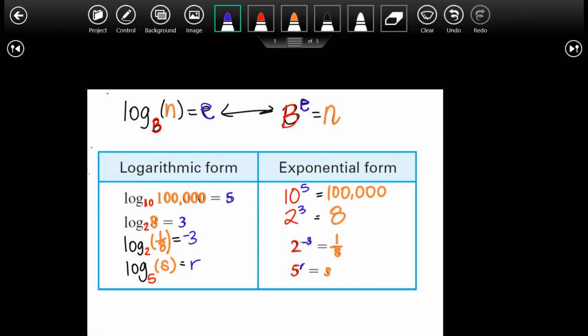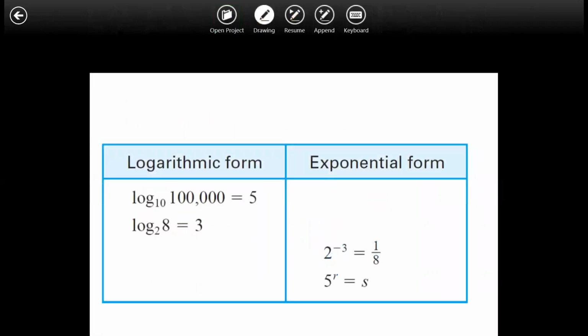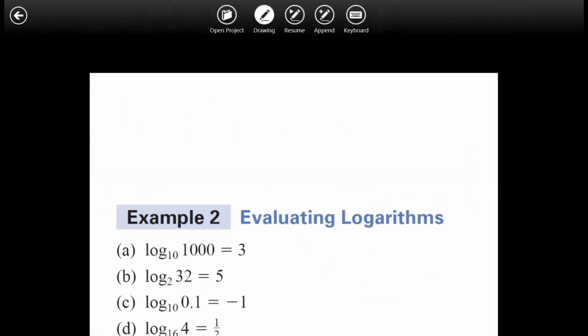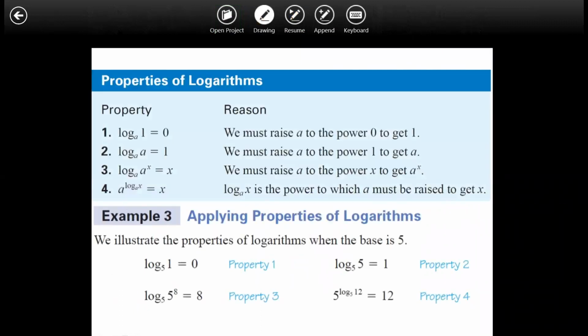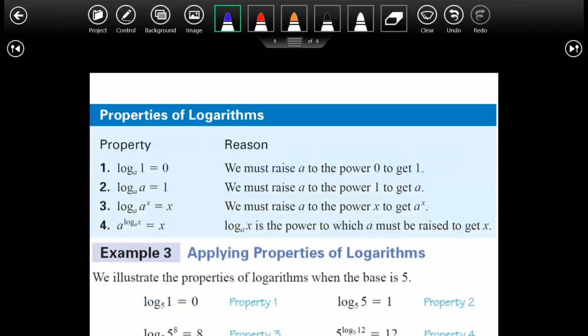If we're looking at other special properties that we get from here, these are our other special properties. Copy down those. These are special properties that come up with logarithms as well. So copy those down. It's going to help you out.